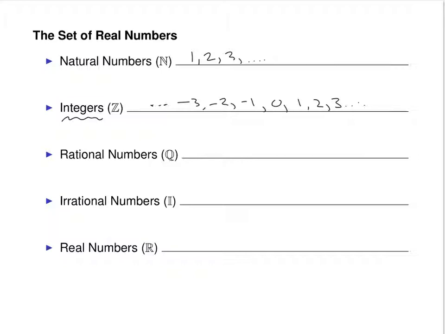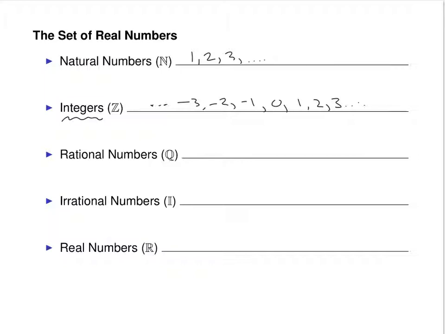The letter for natural numbers is N, the letter for integers is Z, and you're kind of like, what the heck, why did they use a Z for that? The reason is that a lot of math was done in German back in the day, and the word for integers in German I think is Zahlen, and that's where the Z comes from. So that's why they picked Z.